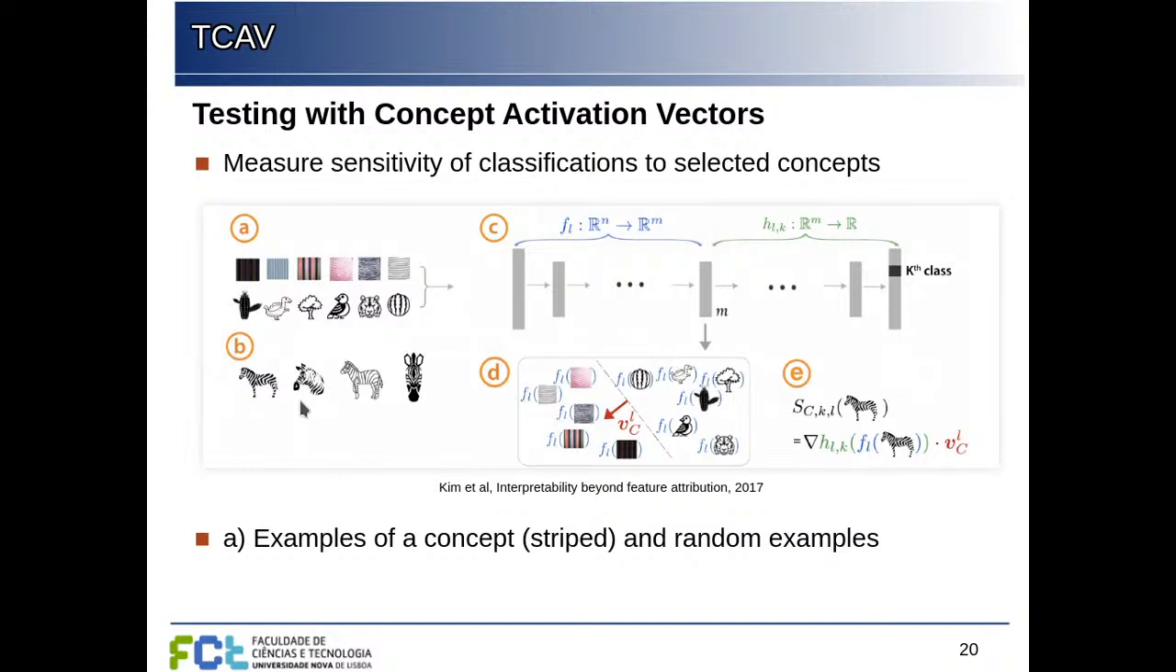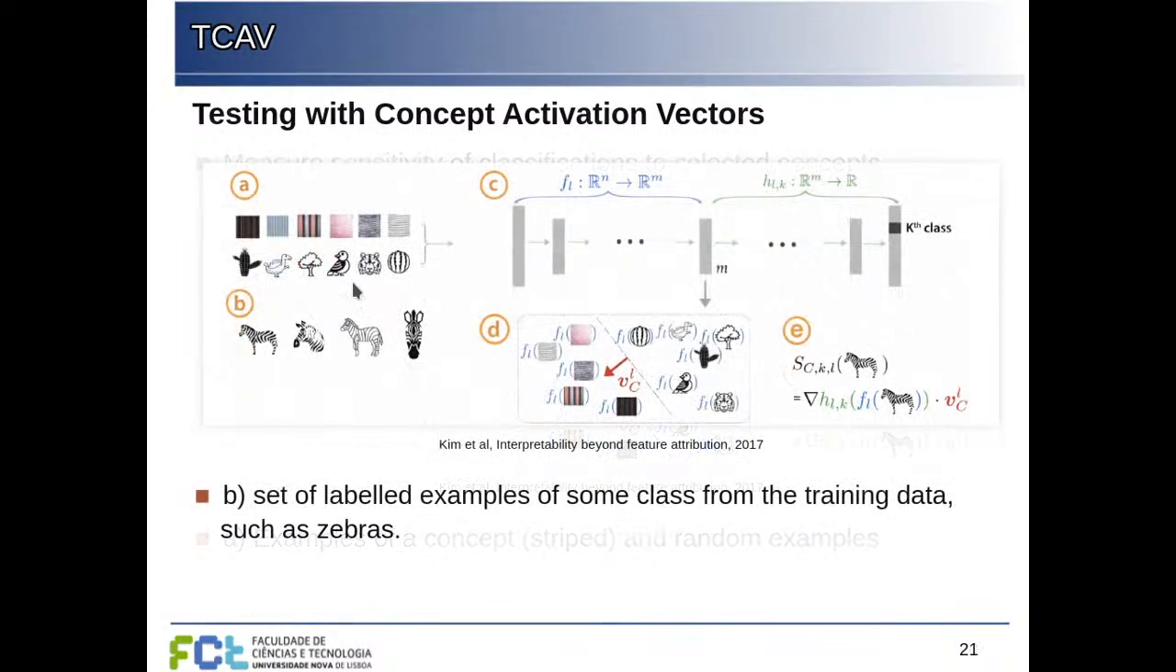So first we need to determine explicitly what is this concept of stripes. And to do that, we create this data set that has stripe patterns that we chose to illustrate the concept that we mean, and also a random set of examples that can be from our training set that would not be examples of specifically the stripe pattern that we want. So we have two sets here, or a data set separated into two classes, and this is what specifies the concept that we want.